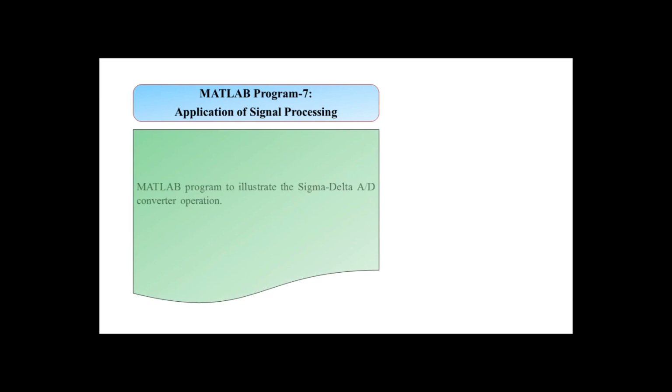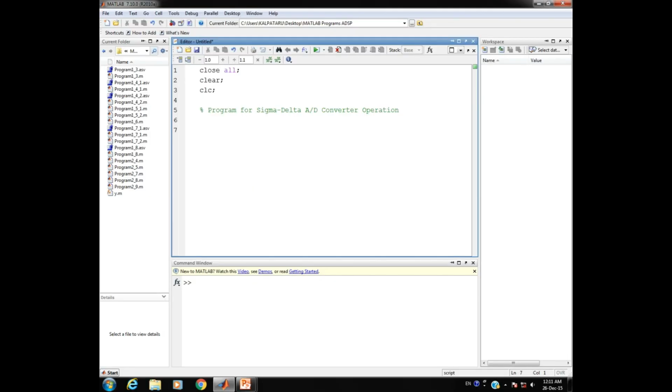So here we are going to write a MATLAB program to illustrate the sigma delta A to D conversion operation here. So A to D means analog to digital here. For that purpose, first of all we have to generate the analog signal which is fed as the input to the converter system here, and at the output we shall be obtaining the digital signal here.